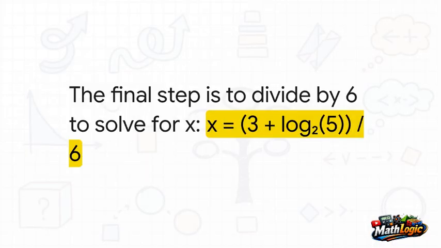And now for the easiest step in the whole problem. To finally get x all by itself, we just divide both sides by 6. And that's it. That's our answer. We've done it. We've solved the German Math Olympiad problem.